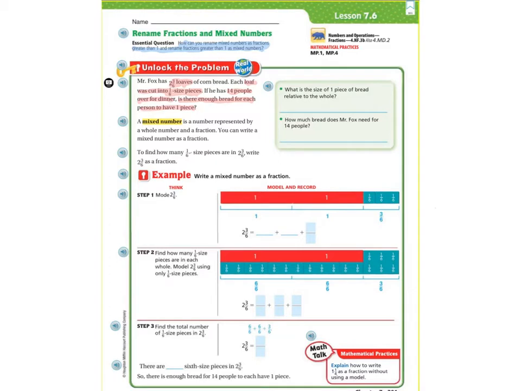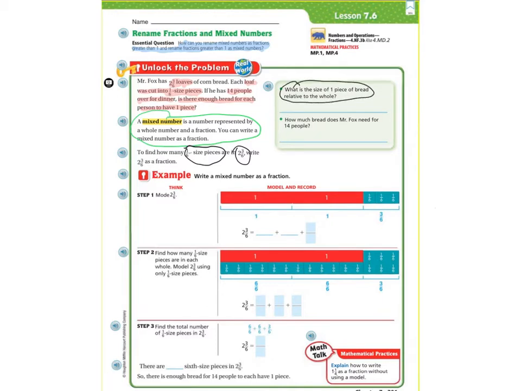I give you my definition for a mixed number, and it's a good definition too: a number represented by a whole number and a fraction, right? 1 1/2. Or in the case of Mr. Fox, 2 3/6. Here is my whole number, and there is my fraction. That's a mixed number. Let's get on with Mr. Fox. Before we jump into this, we need to find out how many 1/6 size pieces are in 2 3/6.